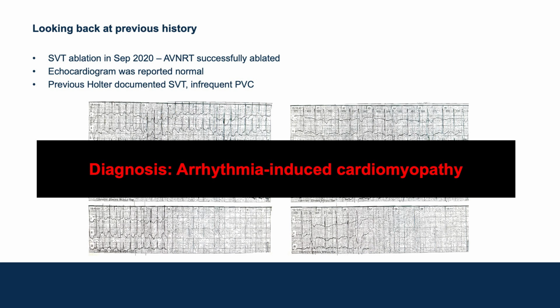So now I have the luxury of knowing the background history of the patient. The echocardiogram previously, before the ablation, was normal to begin with, and now the patient is having heart failure with increasingly more PVC. Now, the diagnosis at this point of time, in a young patient, my provisional diagnosis would be arrhythmia-induced cardiomyopathy. So now what do I do with this patient?